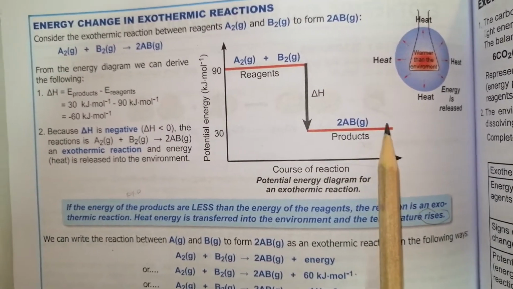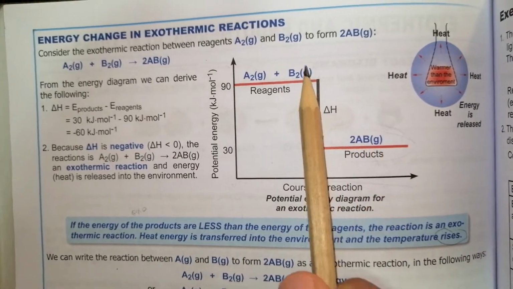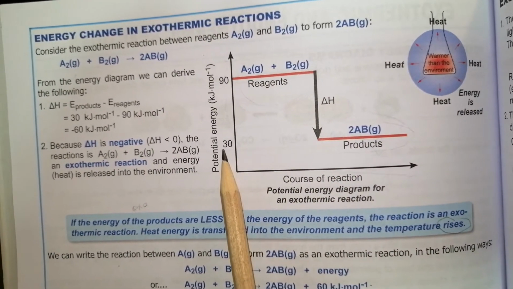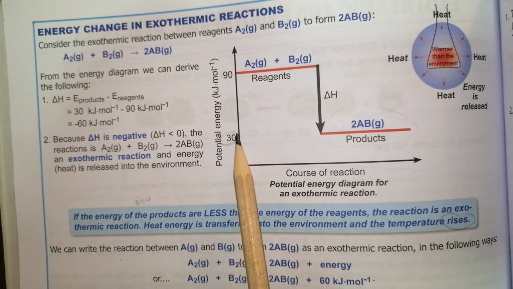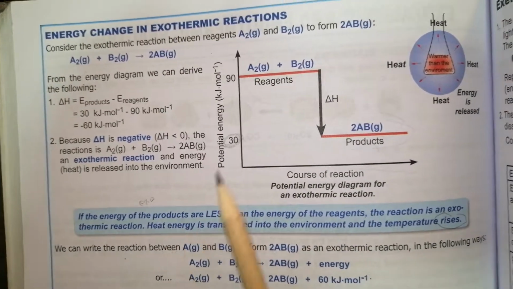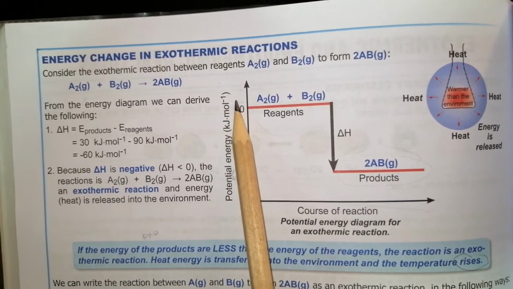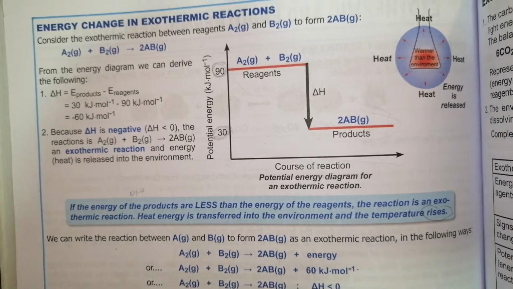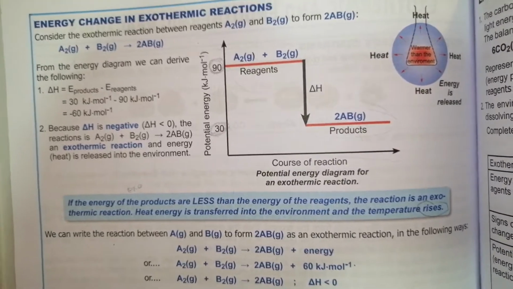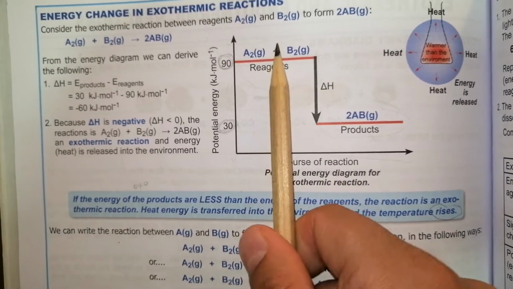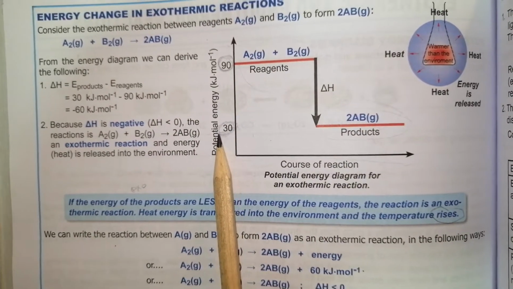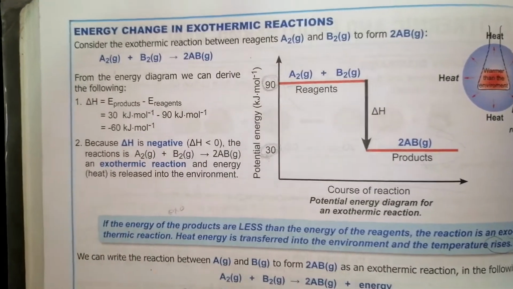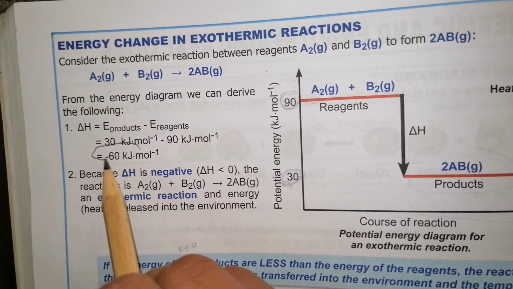So if we look at this graph, the products are here and the reactants are here, and we can see that the products energy is actually 30 kilojoules per mole. So the energy of the products is 30, and the reagents are 90 kilojoules per mole. So this graph is actually giving us actual values. So if we want to work out delta H, we're going to say products minus reactants, which is 30 for products minus 90 for reagents, and that will give you negative 60 kilojoules per mole.